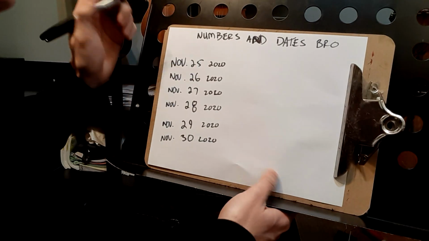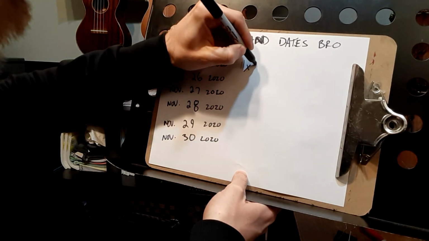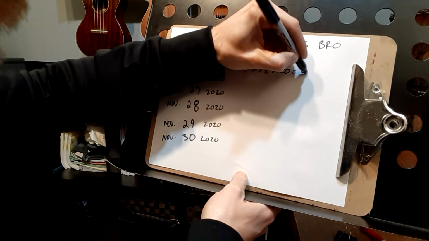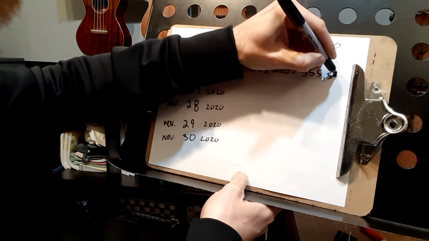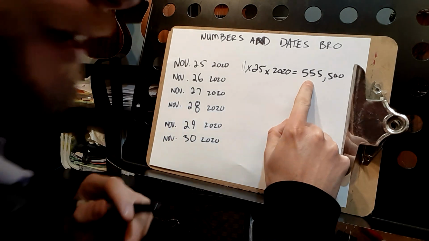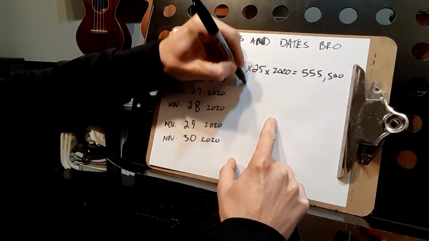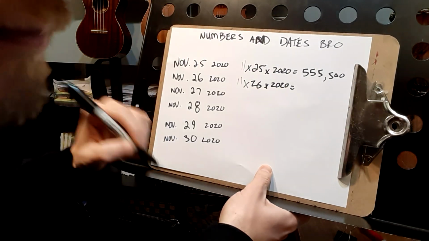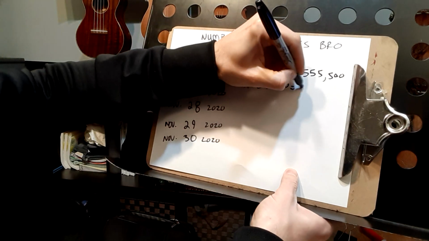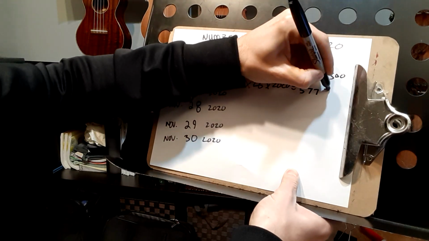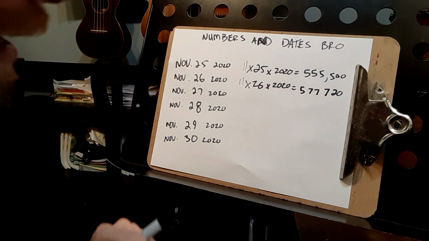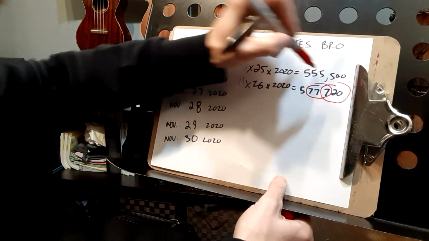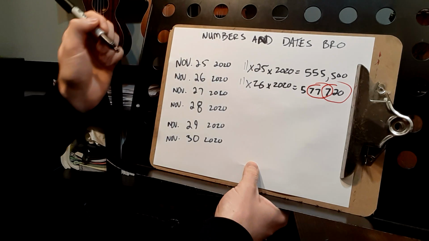All right, so November 25th. Pretty cool, eh? Bunch of fives. 26. What is it equal? Pretty cool. 577-720. Bunch of sevens, and over here we got a 720. That's kind of fun. All right, November 27th.